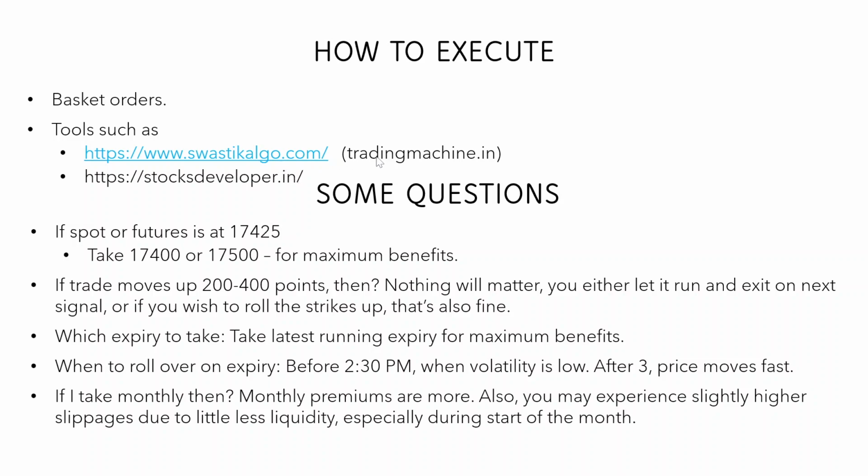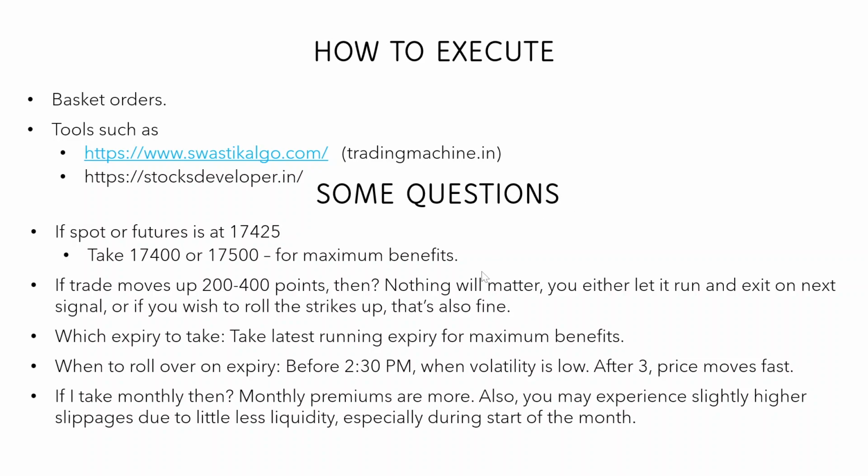Swastik Algo and all will charge you like 1 month 500 rupees, 400 rupees, or something like that. I don't remember. So you can use these tools, or you can use Basket, or you can use Sensible to execute these trades. It's not going to be that difficult at all. So let me answer some few questions.